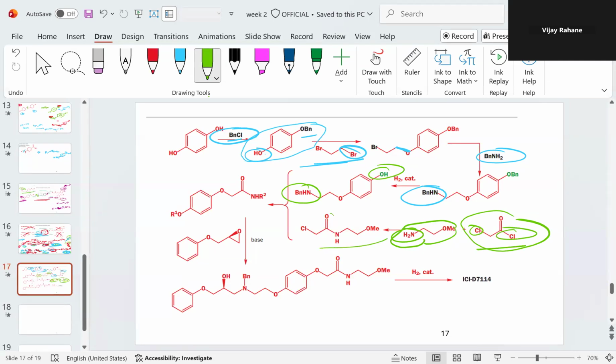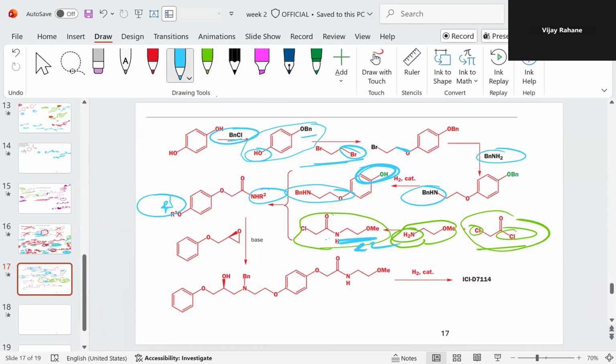So this entire part now adds with this free hydroxy group, right? This is just referred to as R1, and the entire remaining part will be R2. So this is what we get in this reaction.